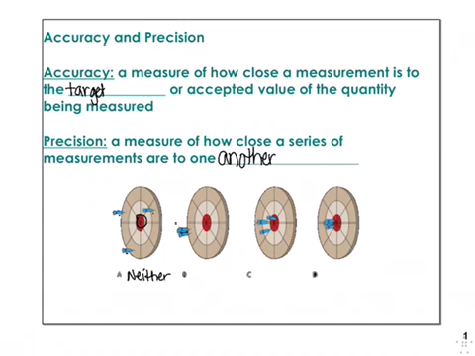Letter B here, they're all grouped way over here, but they're not on the bullseye. So they're not near that accepted value, so it's not accurate. However, it is precise because all 3 darts are close to one another. Does that make sense there? Okay. And then letter C, what are you thinking there? Accurate, precise, neither, one of the two? What do you think?